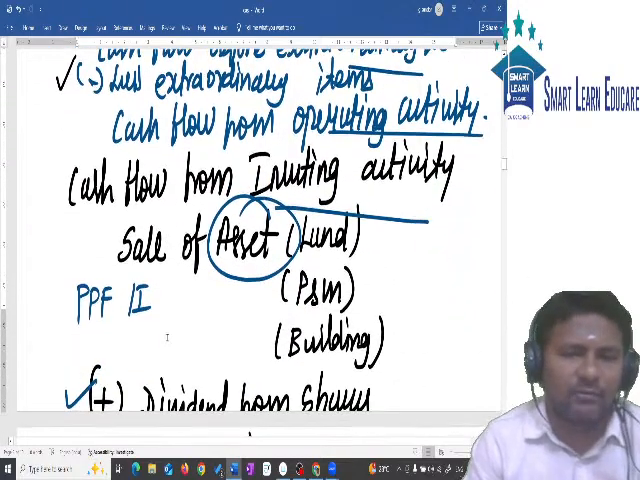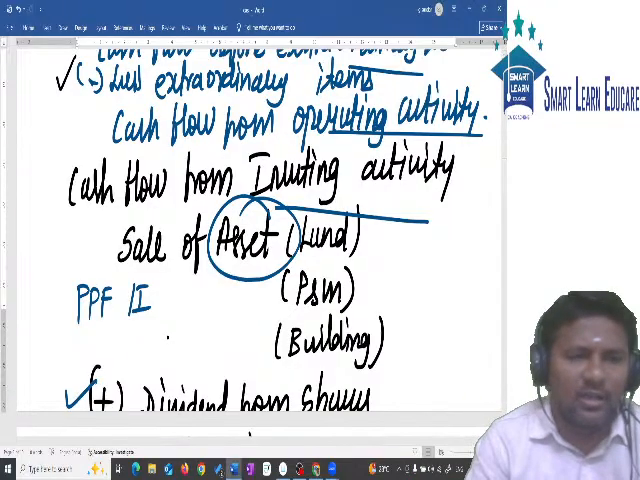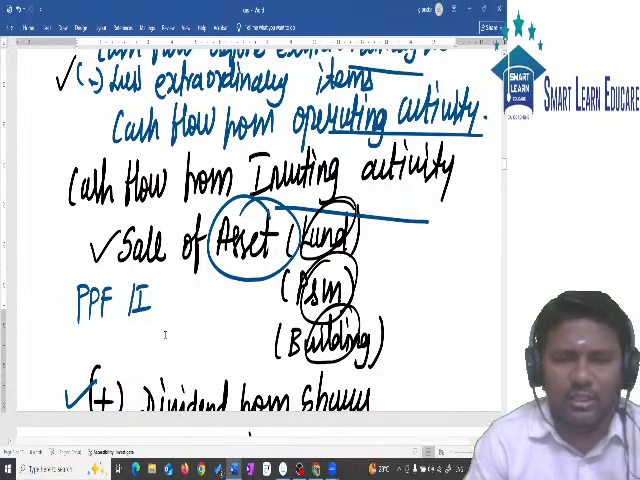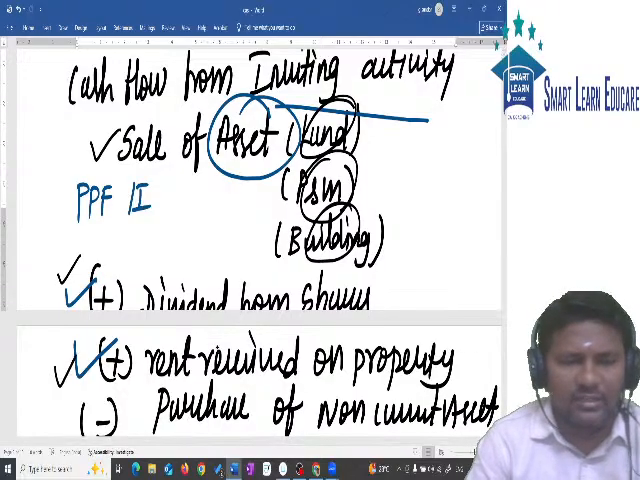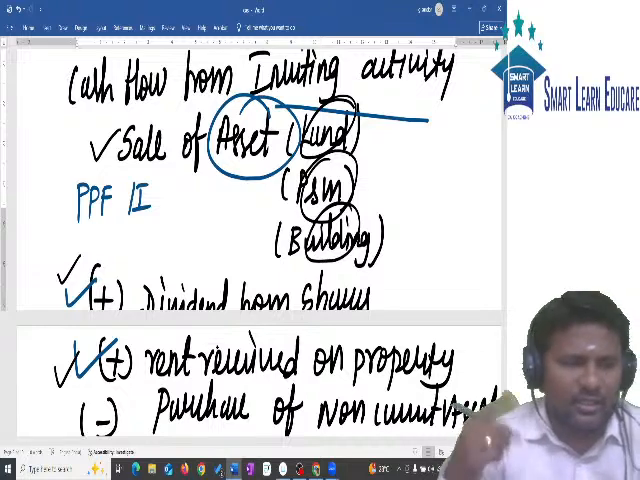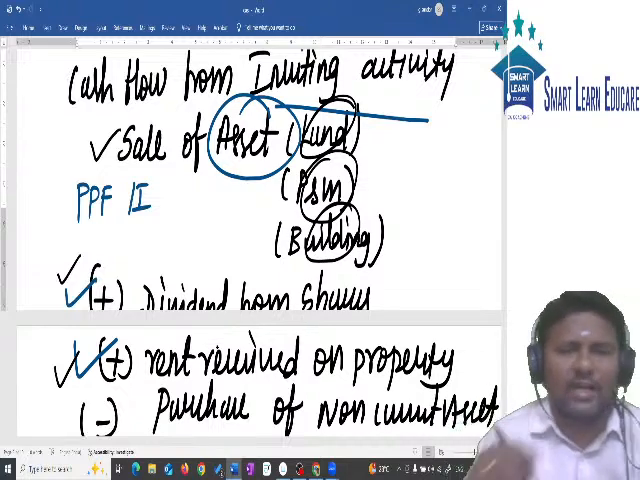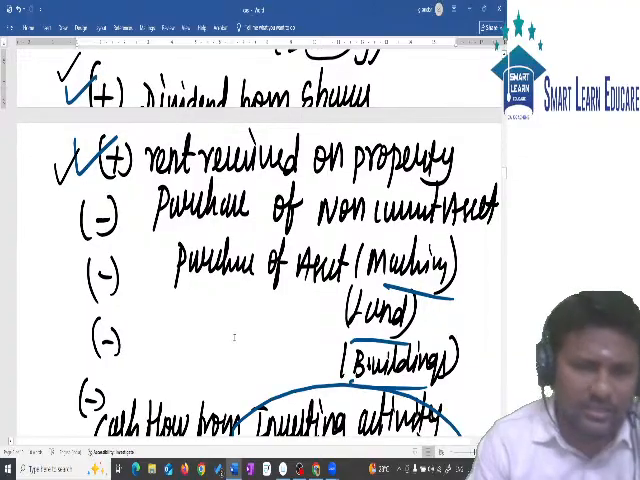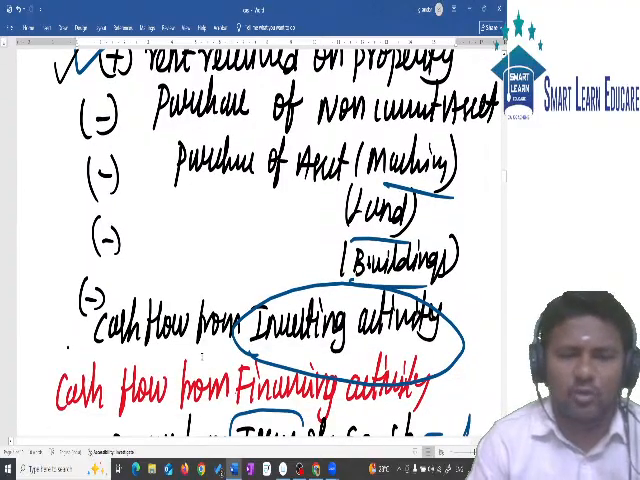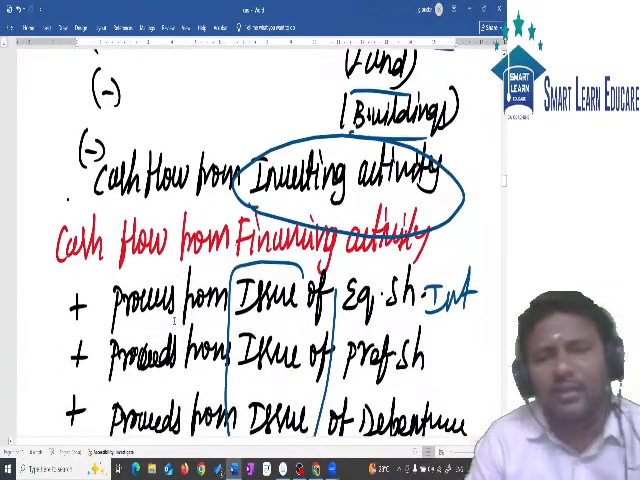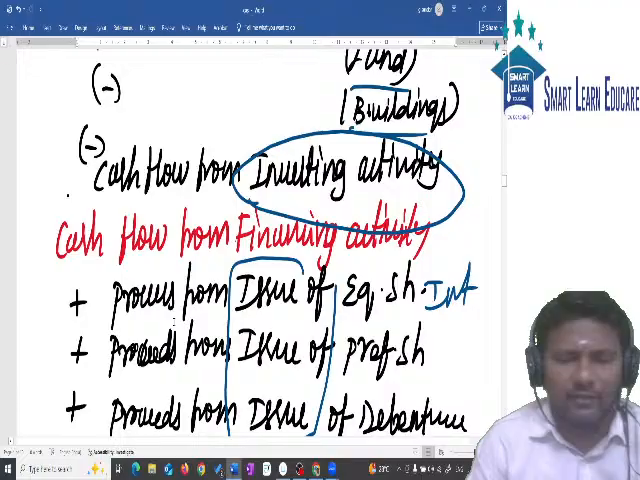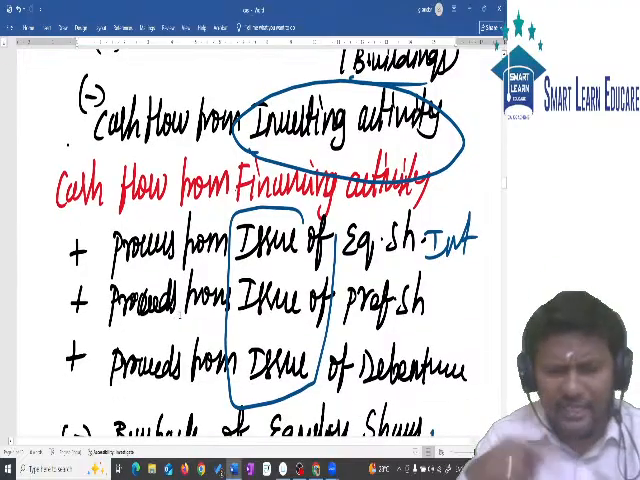Second one, investing activity. Asset side related things will come under investing activity. First one, we will take sale of asset. And when I say asset, land, plant and machinery, building, all the things to be taken. And dividend from investment should be added. Rent received from property should be added. Whatever income we are getting from the asset, it should be added. Less purchase of non-current asset, purchase of asset should be subtracted, so that you will be getting cash flow from investing activity.